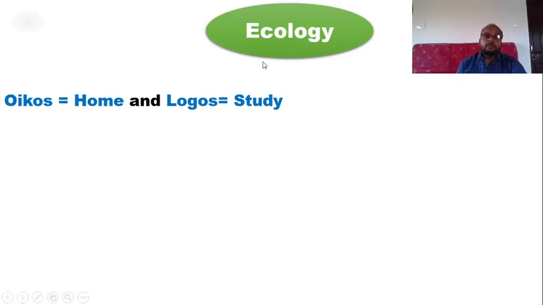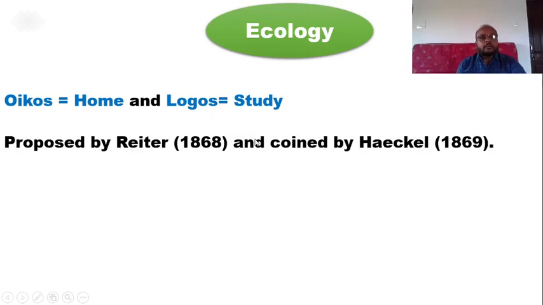So ecology is nothing but the study of the relationship between the organism and their environment. The term ecology is coined from the Greek word oikos. Oikos means home, or the place where the organism lives. And the second term is logos. Logos means study. That means the study of the plant as they exist in their home or in their habitat is called ecology.